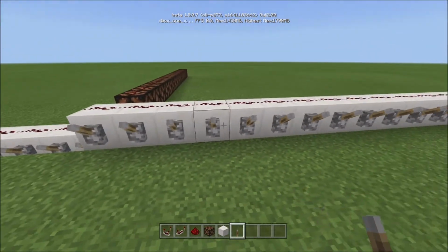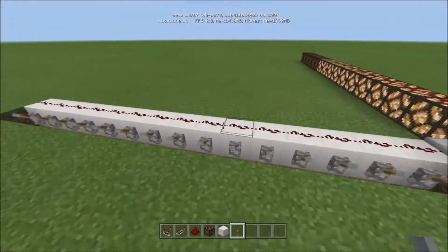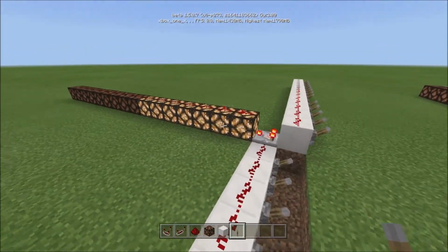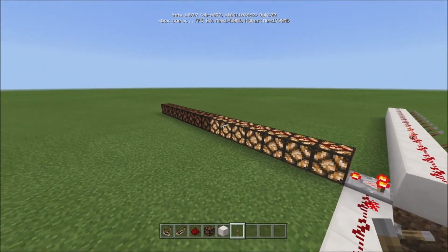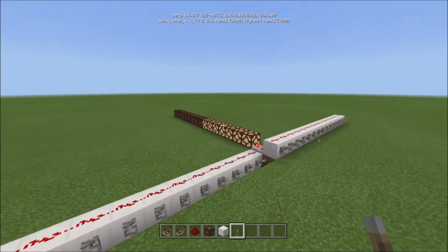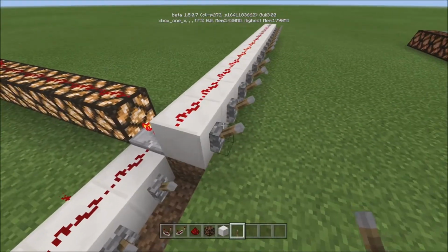So 15, 14, 13, 12, 11, 10, right? It's in subtract mode. We're going to take away 3. We should get 7 lights. 1, 2, 3, 4, 5, 6, 7. Okay, so hopefully that makes it a little bit easier to understand. Subtraction only has to do with the sides being taken away from the back.